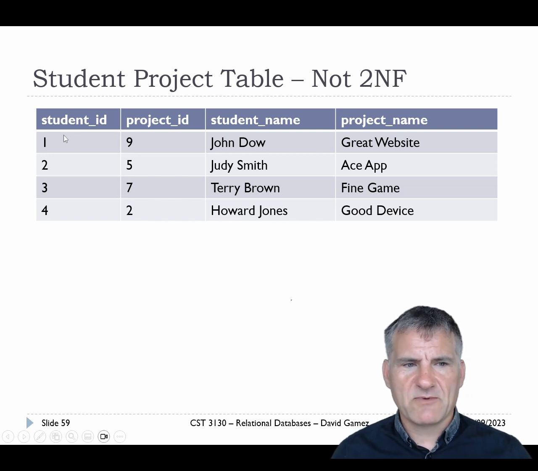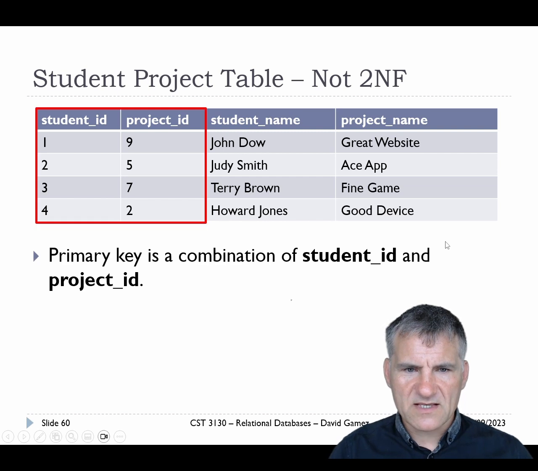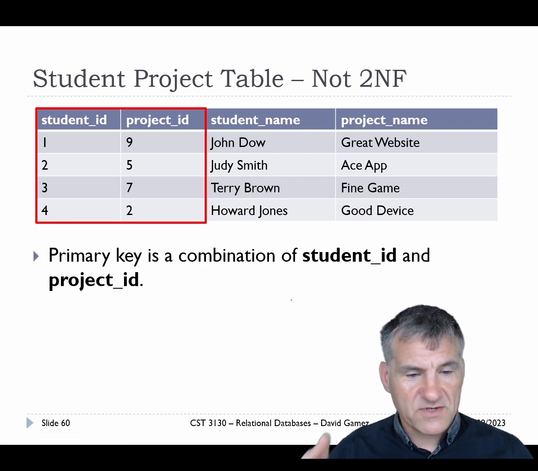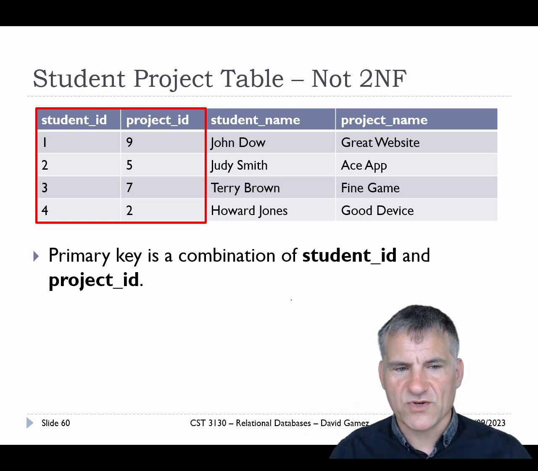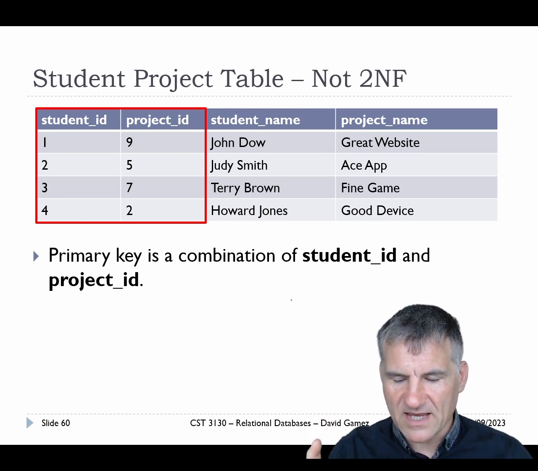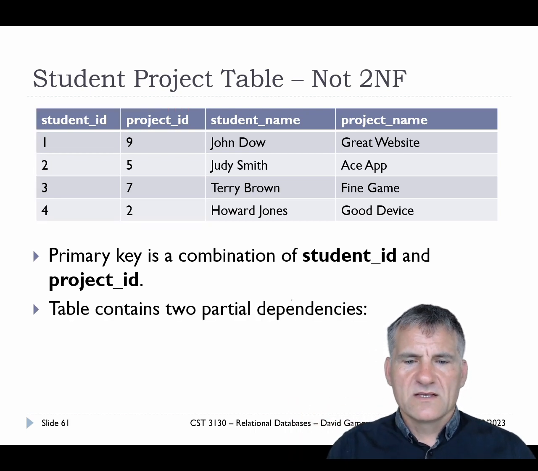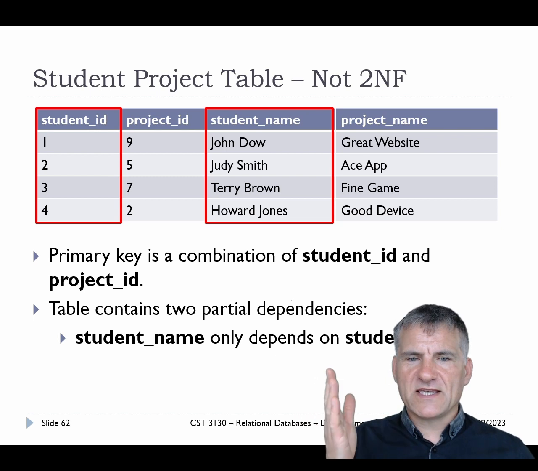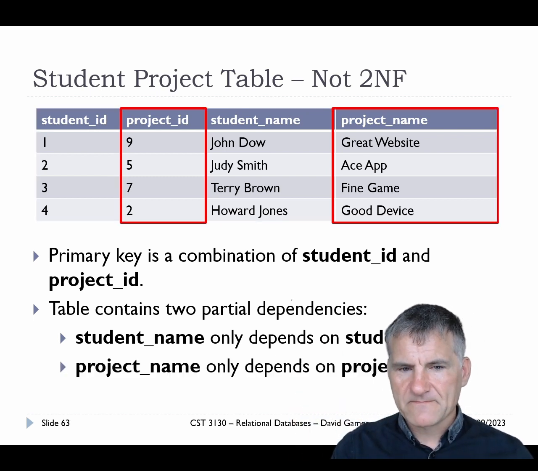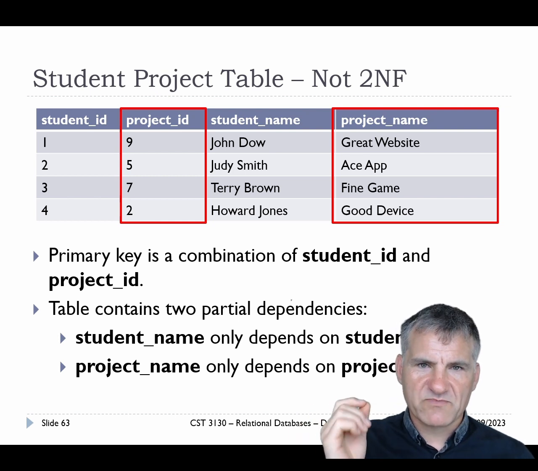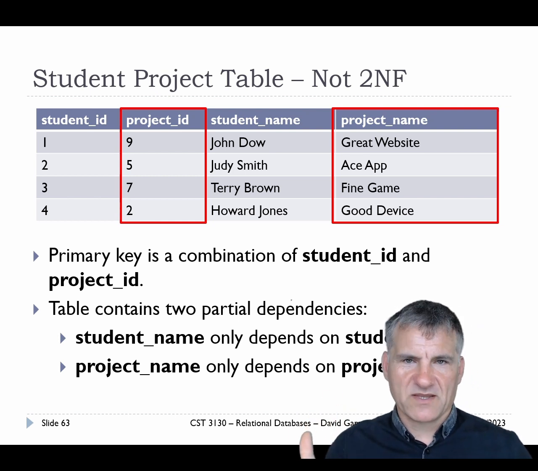So here we've got our table. We've got student ID, project ID, student name, and project name. The primary key here is a combination of student ID and project ID. Both of these together make up the unique thing that defines each row. So we've got two partial dependencies in the table. Student name depends on student ID, which is one half of the primary key. And project name depends on project ID, which is the other part of the primary key.